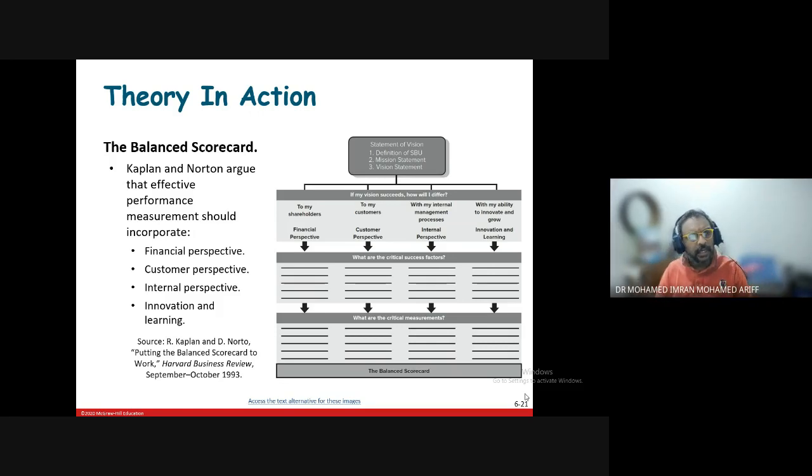So how do we say that they are doing well? How do we measure them? How do we say that this department is doing well? Kita nak cakap department IT itu doing well. How do we say the academic department is doing well? How do we say the purchasing department is doing well?